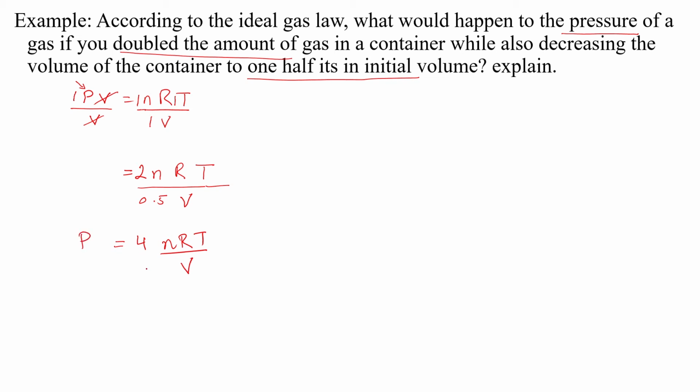Okay, now what would happen to the pressure? You have to compare this final condition with the initial condition that we had. So initial condition was that you have nRT over V and there was 1 here, right? So this was the initial condition. Now what happened here is this side is increased by 4 times. So the pressure will also increase by 4 times. So your answer will be pressure increases by 4 times.